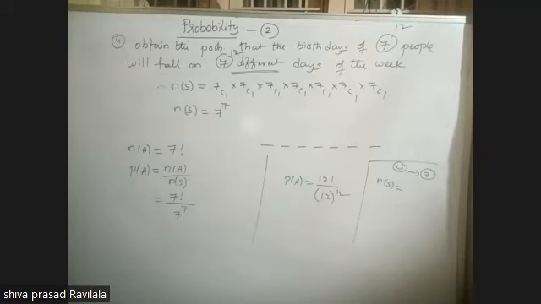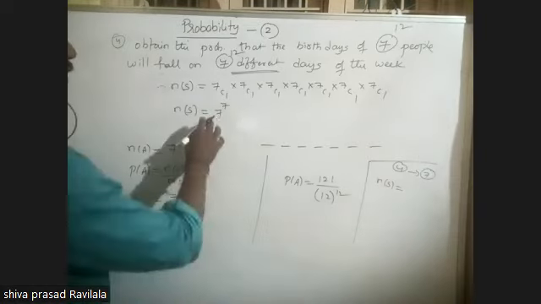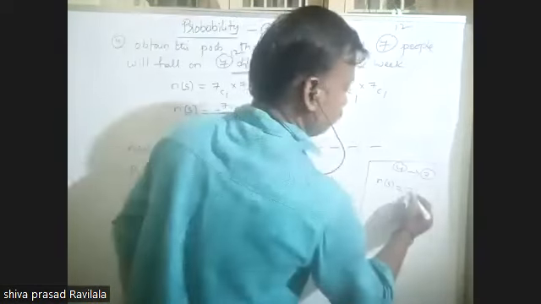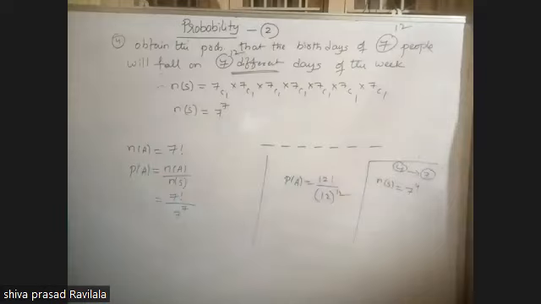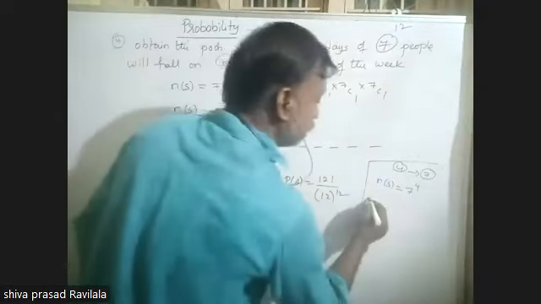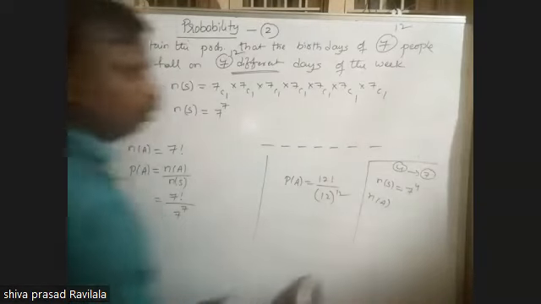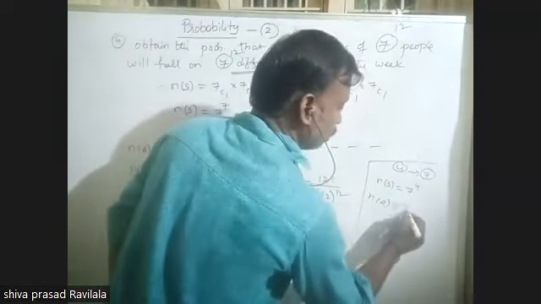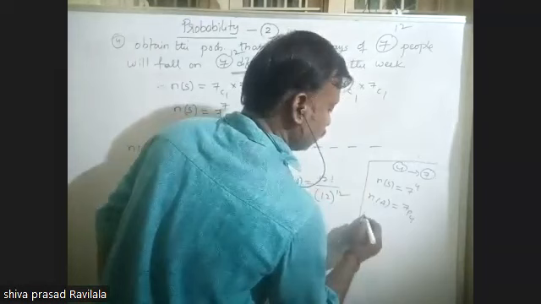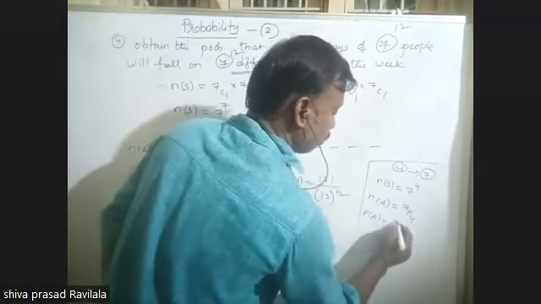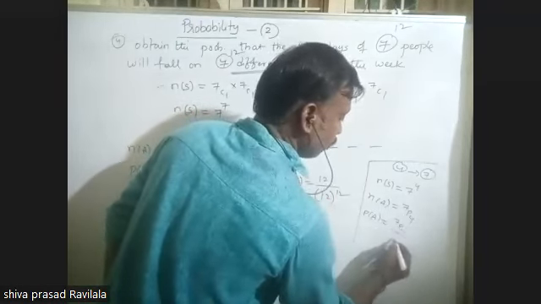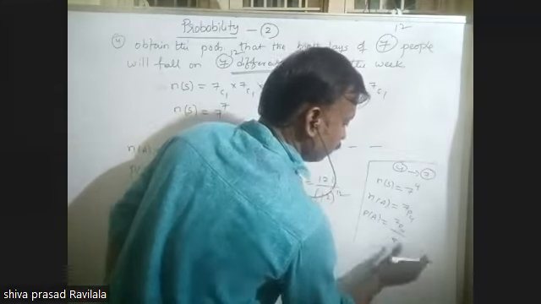There are only 4 people. Their birthdays are not on the same week. They may be different. What is n of s? N of s is again the same conditions: 7 into 7 into 7 into 7, that is equal to 7 power 4. Whereas n of a, that is very, very important, is equal to nPr, which is equal to 7P4. In this condition, P of A is equal to 7P4 by 7 power 4.